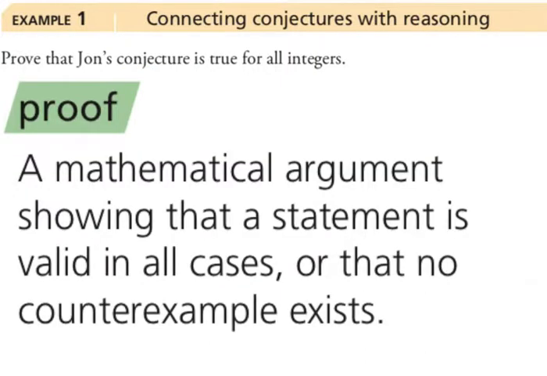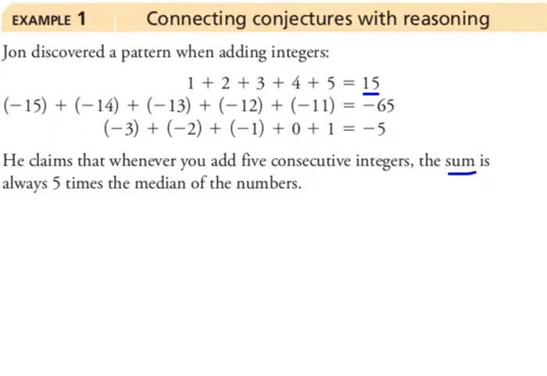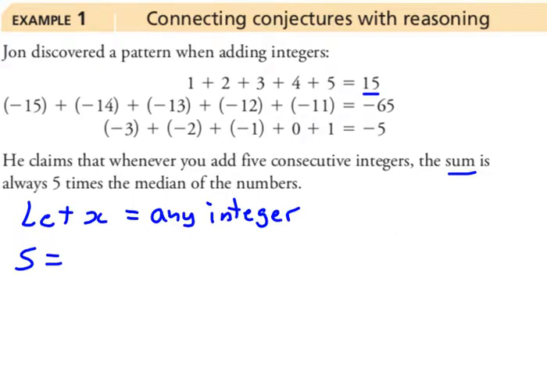So in order to prove them, we want to produce a mathematical argument showing that a statement is valid in all cases. There are no counterexamples. So how do we do that? Well, let's take a look at this. The key to doing these is to let x represent an integer. So we will rewrite these integers using x, x plus 1, x plus 2, and we want to make it as easy on us as possible.